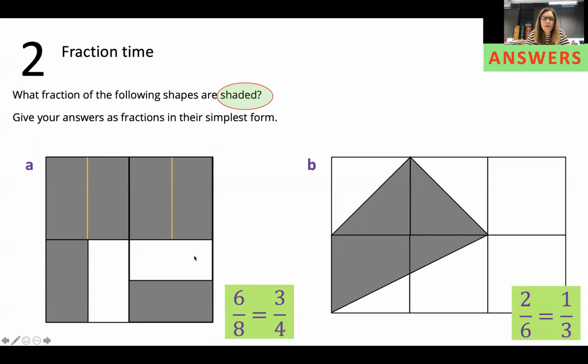Okay, remember when we divide a shape, it must be divided into equal parts. So I've added these 2 additional lines here. So now our shape is in 8 equal parts. 6 of those parts are shaded. So we have 6 parts out of 8 in total, and we can simplify that to 3/4.